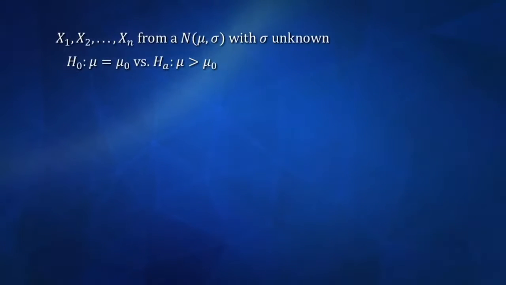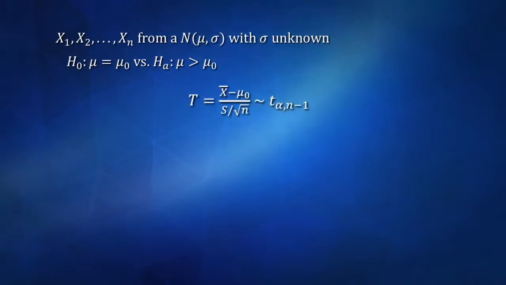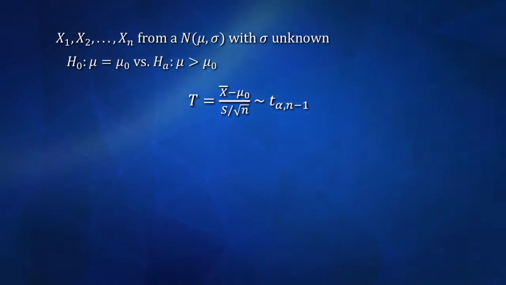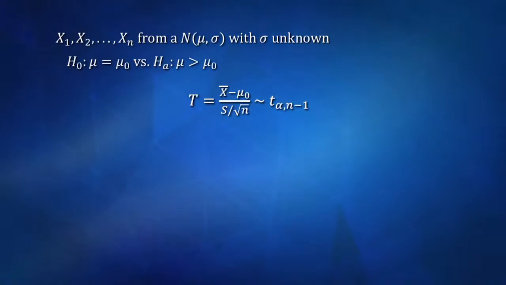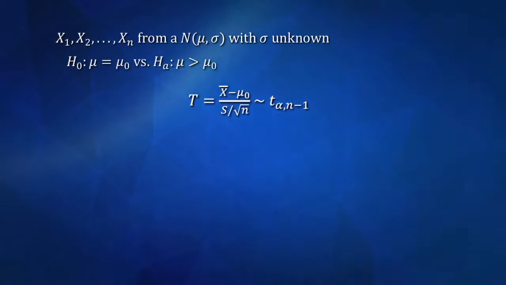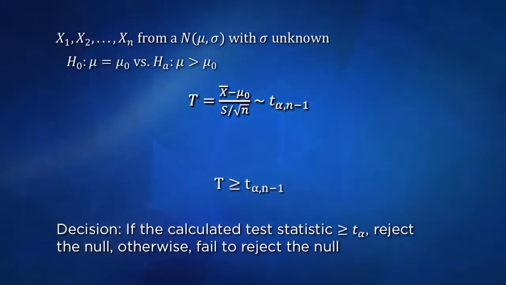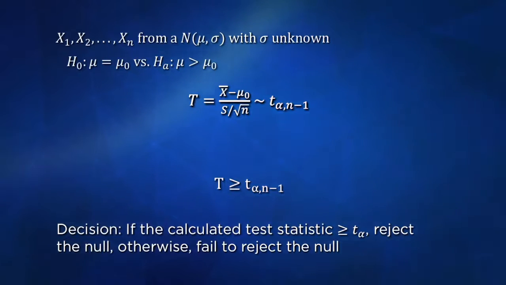Let's do an example. Here we've got a random sample, again from a normal distribution, but notice we don't know sigma. We want to test whether our alternative, that the mean from the data is greater than the mean from the null hypothesis. In this case, the only difference is our test statistic. Now we're using the t distribution. We're still doing x bar minus the mean under the null, but now we're dividing by the sample standard deviation over the square root of n. We'd compare that to a t distribution at a critical value of alpha and n minus 1, where alpha is our significance level. We're going to reject if our test statistic t is greater than or equal to that t alpha critical value.